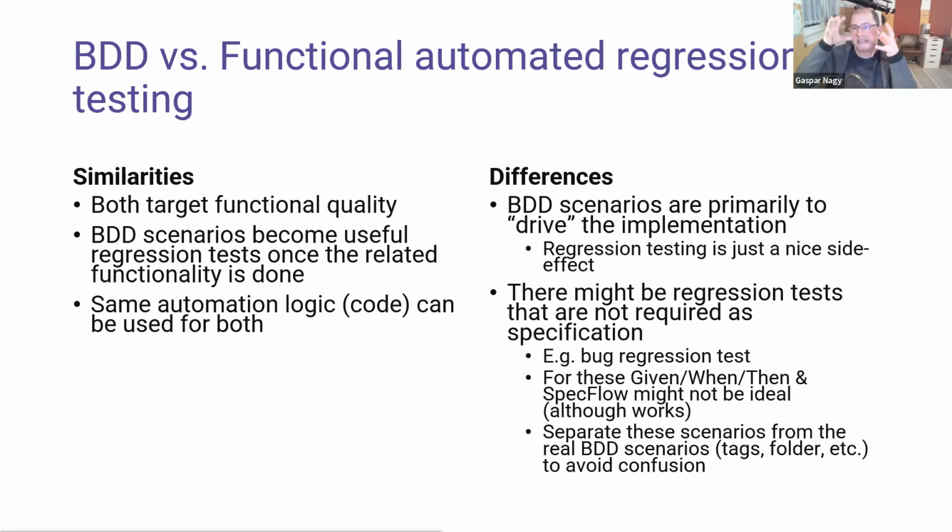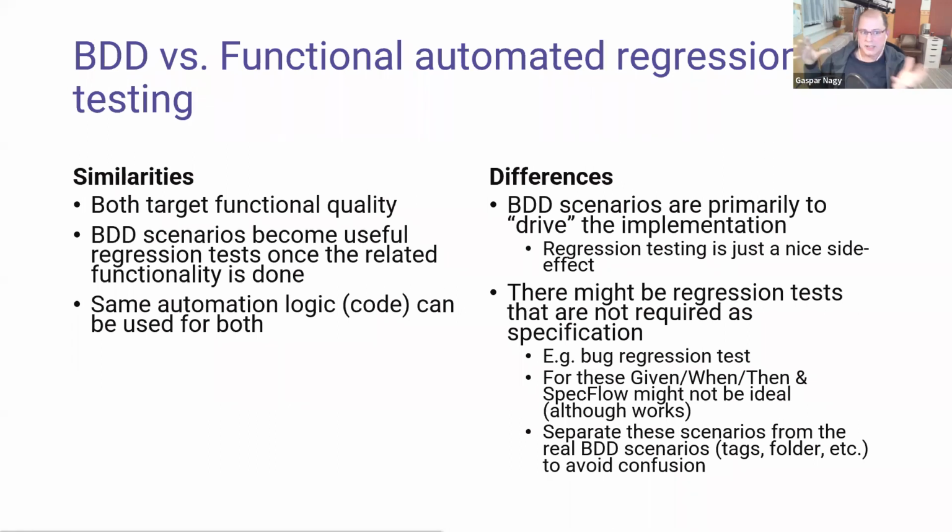So maybe there is a set of tests that are dropping out from BDD, and you need to have further tests, further functional automated tests to reach your expected coverage. So maybe there is a bug regression test, or maybe some edge case testing, or whatever else you want to have. Technically, for this additional functional automated test, you could also use SpecFlow, and you could use the same Gherkin thing, because if it's already there, why not reuse that?